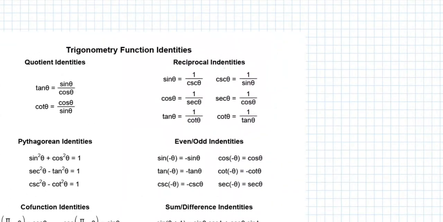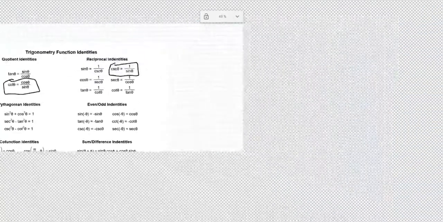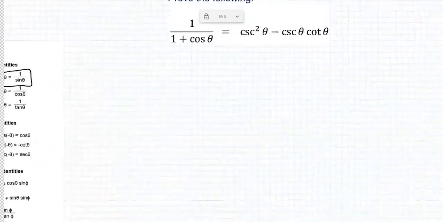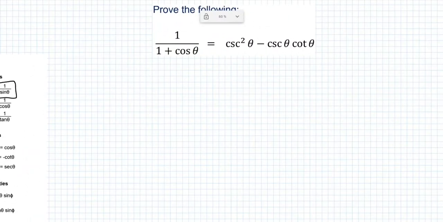We have cosecant here, which is equal to 1 over sine theta. And we have cotangent here, which is equal to cosine over sine theta. That's all we need for right now. Come back to that if we need it. But let's just make the substitution for step number 1.